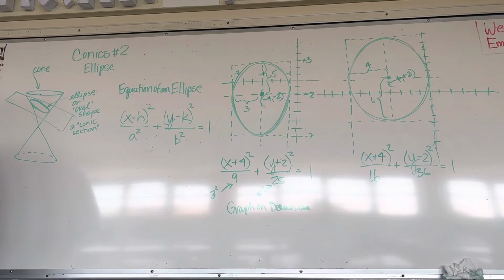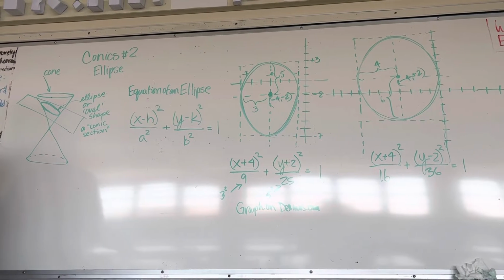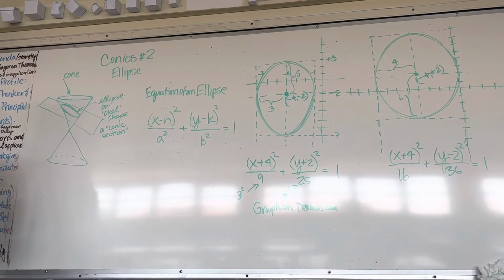All right, so you ready for conics number 2? This is called the ellipse. Everybody say ellipse. Ellipse. Okay. And what does an ellipse look like in more common language? What word would you use for an ellipse? Oval. Yeah, everybody say oval.